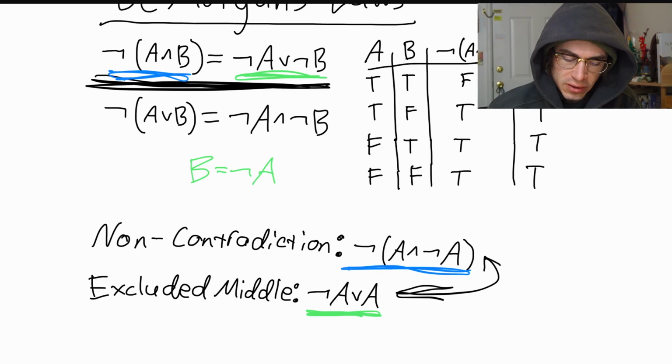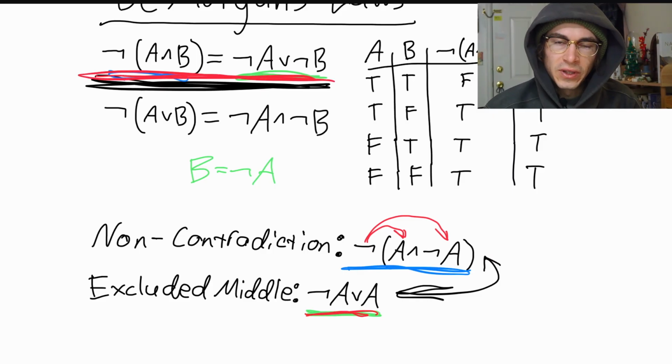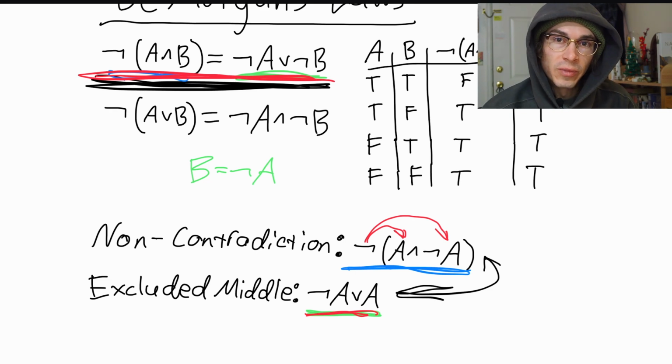Take a moment to look at that when you replace B with not A, how you end up with this and this. So all we've done is distribute this negation using DeMorgan's laws and gotten this, which shows us that the law of non-contradiction and the law of excluded middle in propositional logic, which is a part of classical logic, are equivalent.